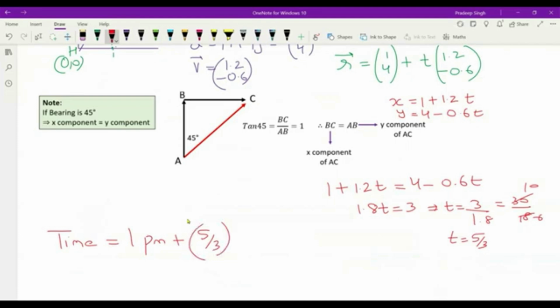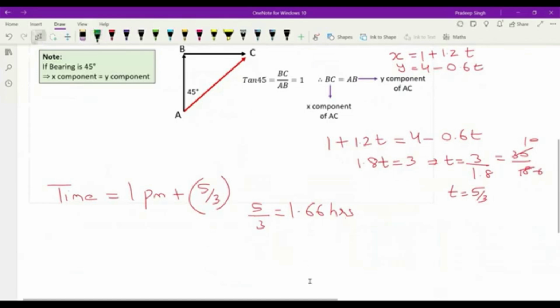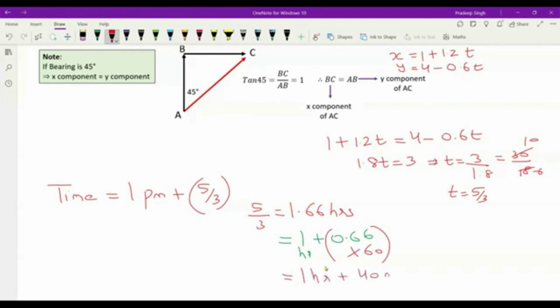Now, 5 by 3, if you simplify, is actually 1.66 hours. Let's convert that into minutes as well. So 1.66 we can write as 1 plus 0.66. So 1 hour and 0.66 hours. So let's convert 0.66 hours into minutes. So we multiply 0.66 with 60. That will give us the answer in minutes, which comes out as 40. So 5 by 3 incidentally is 1 hour plus 40 minutes.